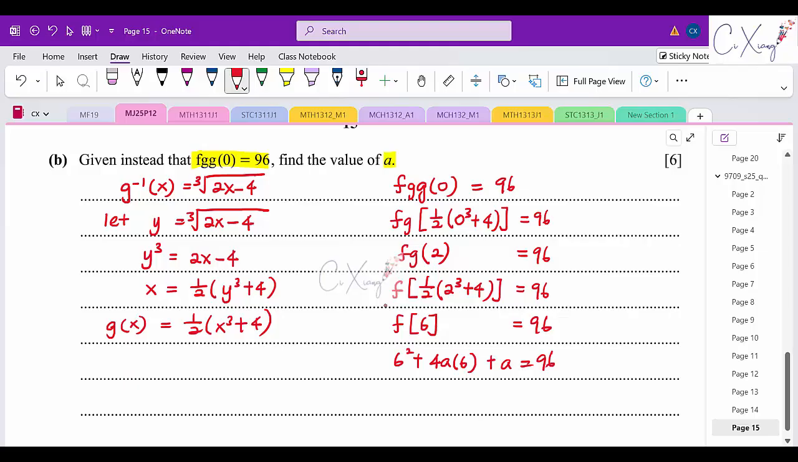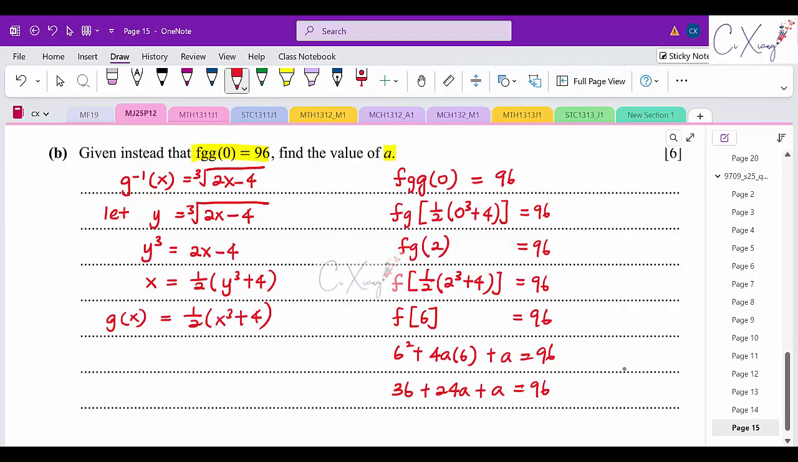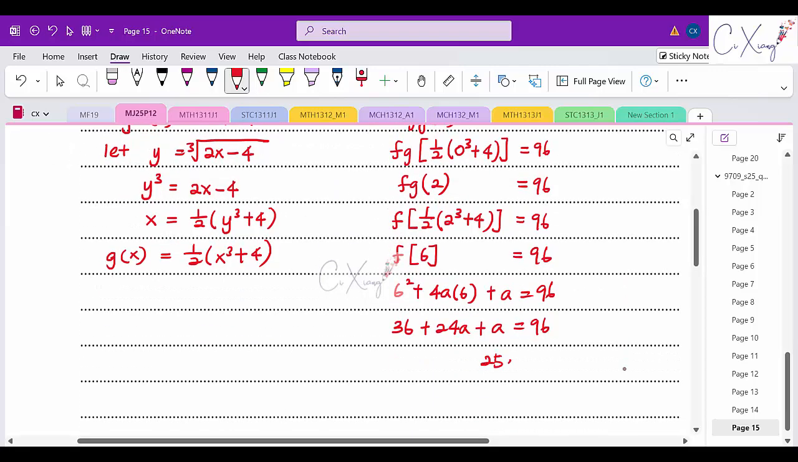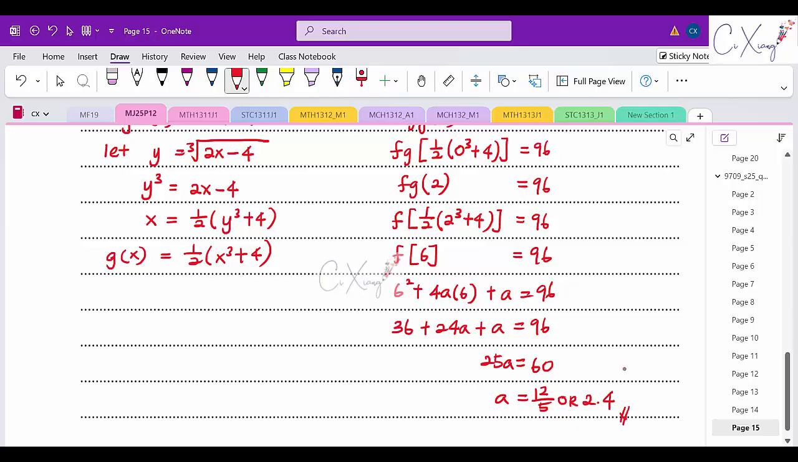So you can see how I put all the values inside the function that we have. Then you solve it slowly, step by step. When you get to this part, basically you will have this equation: 36 plus 24a plus a equals 96. Simplify the equation, then you will get a very easily. So 25a equals 60, and therefore a equals 12 over 5. Or maybe some students will want to put it in decimal form, then it will be 2.4.